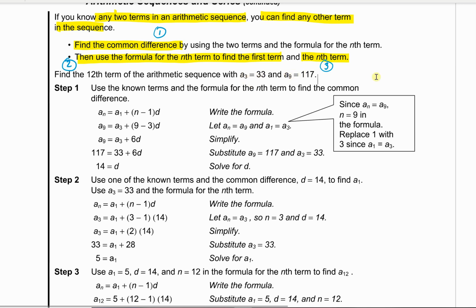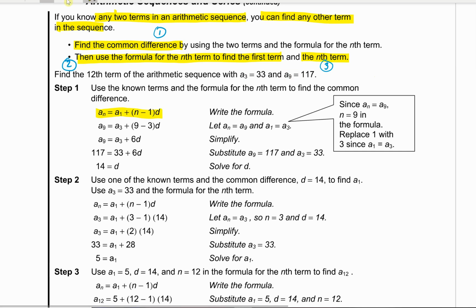So this one, there's like 6 in between them. All right, so to find the difference first, I'm going to use, instead of an equals a1 plus n minus 1 times d, remember that formula, it's going to keep coming up again and again all throughout the lesson.